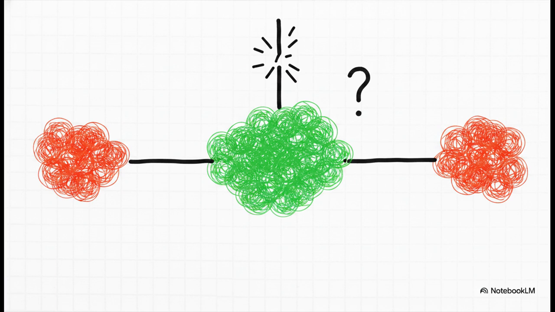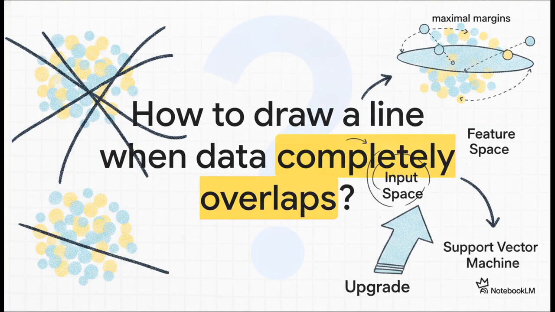There's literally no single spot to cut that line to separate the colors. So what do we do? How on earth do we draw a line when the data completely overlaps? Since maximal margins and even our flexible support vector classifiers totally fail to separate this kind of data, it is high time we upgrade to the actual star of this explainer, the support vector machine.